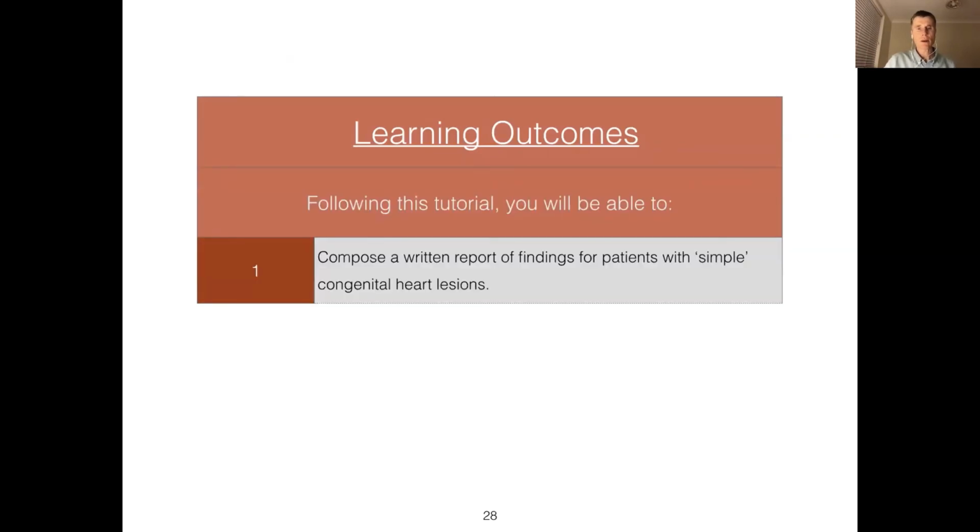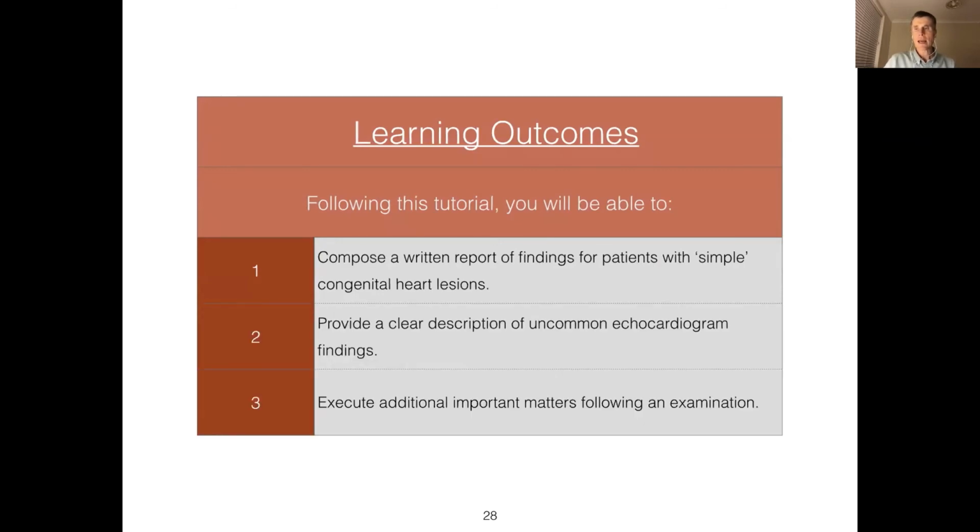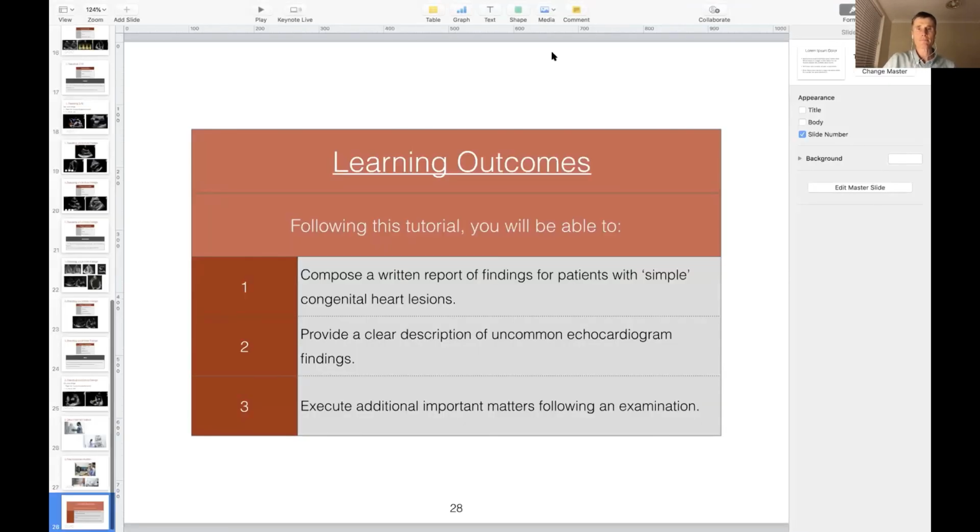So just to wrap up, we've spoken about some simple congenital heart lesions and how to report them, and how to report some uncommon findings. Obviously, we've not gone through everything, but I hope the process that I've mentioned is clear, and you can use that in other settings as well, and execute some additional important matters following an examination. So that brings us to an end of that tutorial.